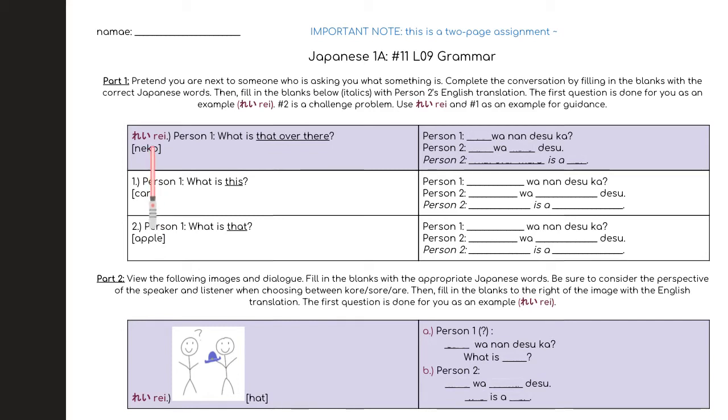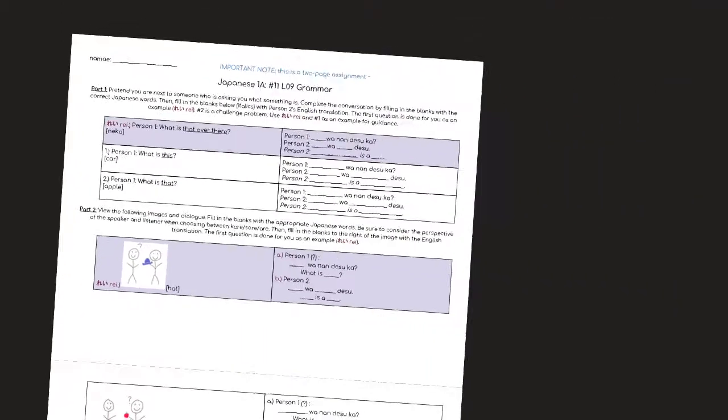Let's check out re. Person 1 says, "What is that over there?" And the answer should be a neko, or a cat. So, person 1, blank wa nan desu ka? So this should be, what is that over there? And then person 2 will say, that over there wa neko desu, or cat. So let's check this out and see how we can answer this question.